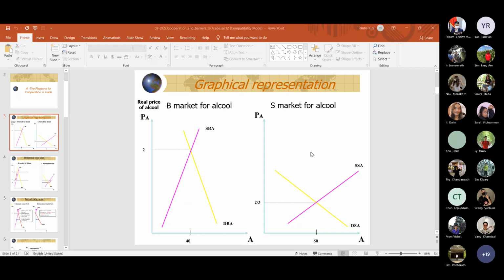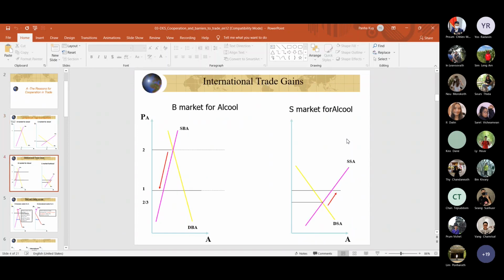If they realize this, if the trade is realized, then they are going to join together, meaning they are going to cooperate together. That is the international trade game. See that? This is the market B for alcohol, and that is the S market for alcohol also. What happens is that the weight shifts, because this one is priced higher and this one is priced lower. So this market B will be the importing country, while the market S here is going to be the exporting country.